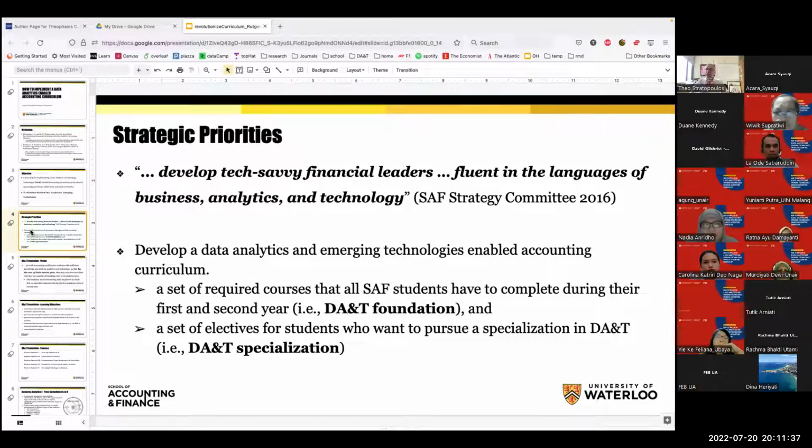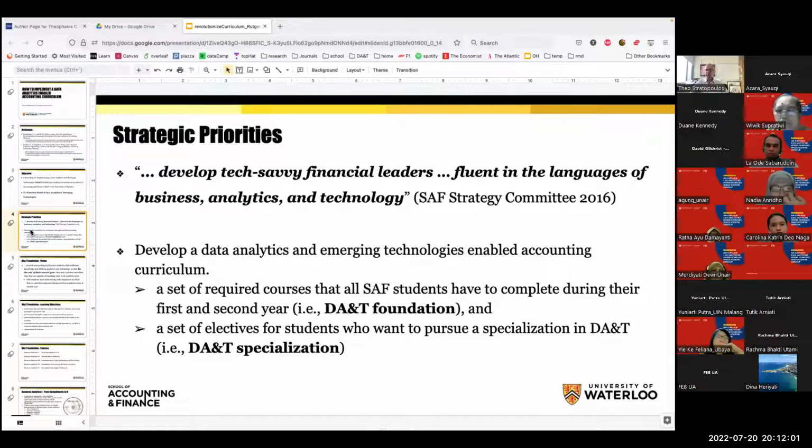So the first objective was to decide what's going to be this foundation. The second one was to design a specialization for the students who want to go above and beyond, who want to specialize in data analytics and emerging technologies. The rest of my presentation will be on the first part.